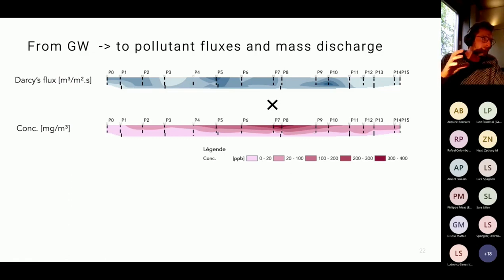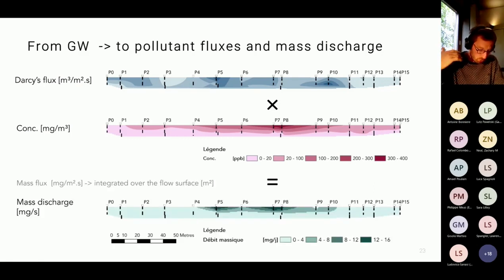And then, as I explained, we multiply the two, the concentration and the groundwater flux, to obtain the metal fluxes, or the metal mass discharge. And now we can see that we have two really important discharge points of metal. Of course, mainly located around P7 and P8, because that was the location where we have the highest concentrations, but also close to P5 due to the combination of moderate concentration but high groundwater fluxes.